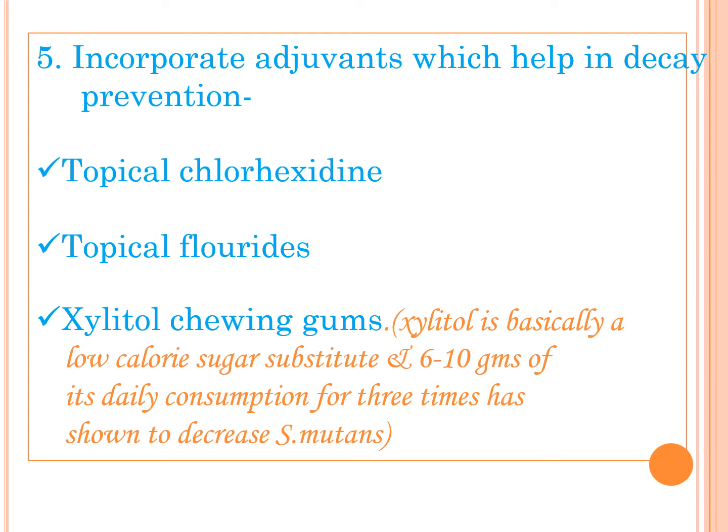Then there's something called xylitol, and you have xylitol chewing gums available in the market. Now, this xylitol is nothing but a low calorie sugar substitute, and studies have shown that 6 to 10 grams of its daily consumption, 3 times a day, has shown to decrease S. mutans.